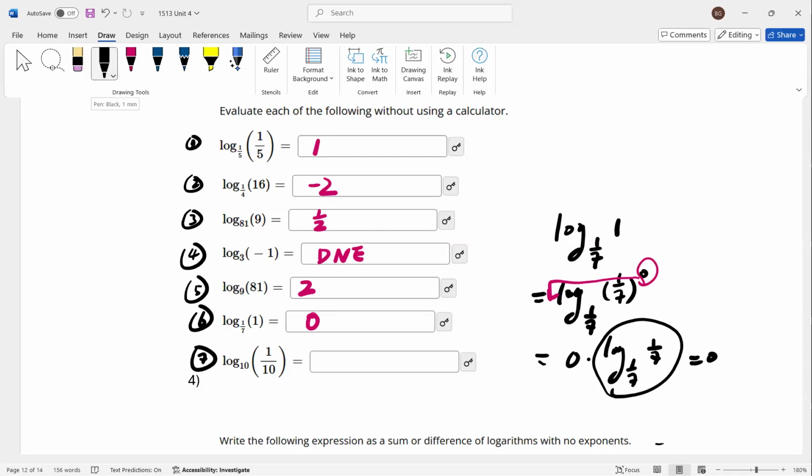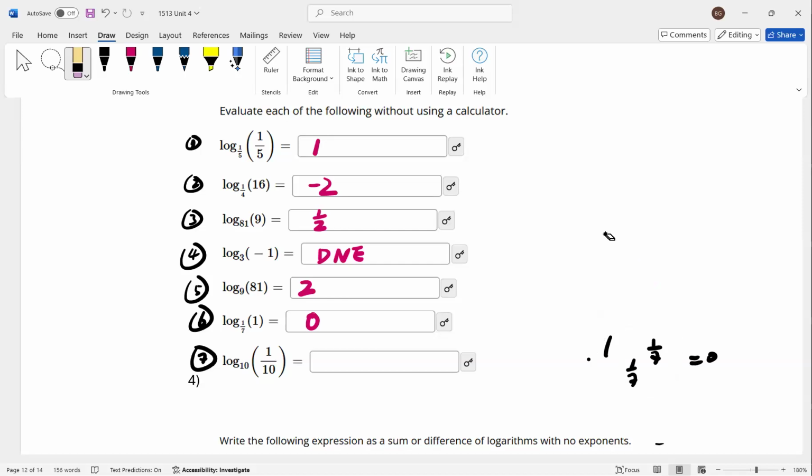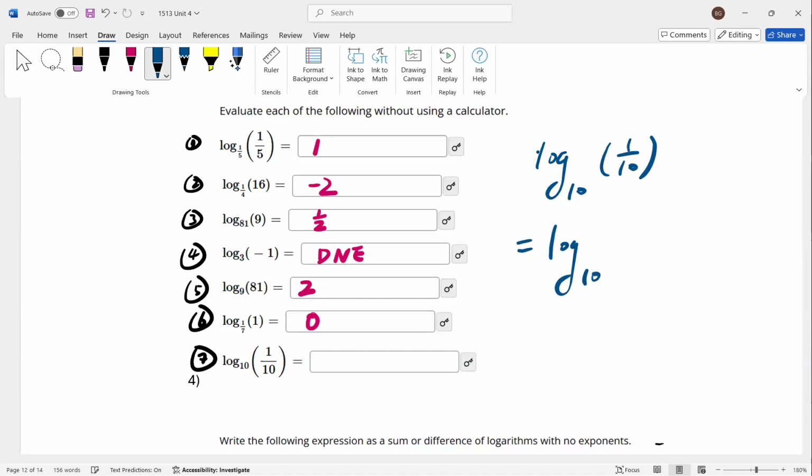Number 7. Would you be comfortable to try that? The base is 10. The argument is 1/10. Could we write 1/10 as a power of the base? Could we rewrite the argument as a power of the base? 1/10, well, I have covered that, right? 1/10 is the reciprocal of 10. It's actually 10 to the power of -1, right?